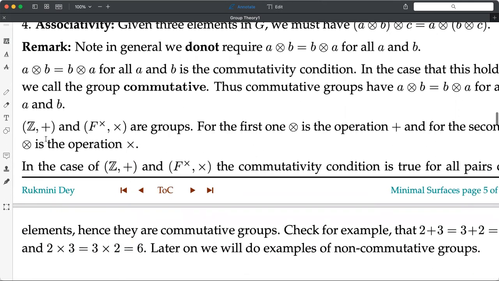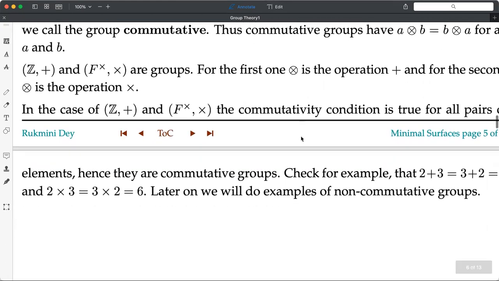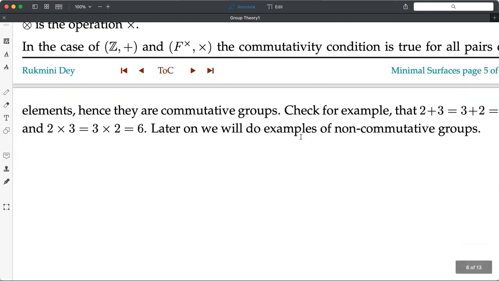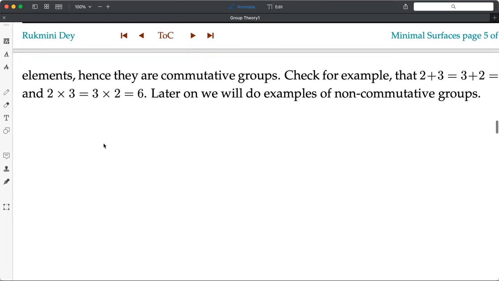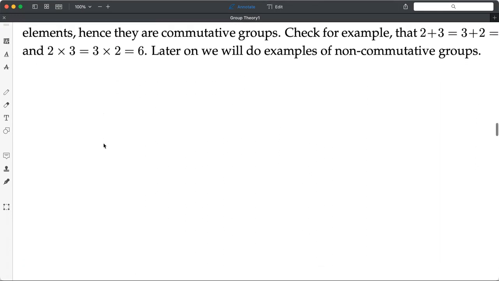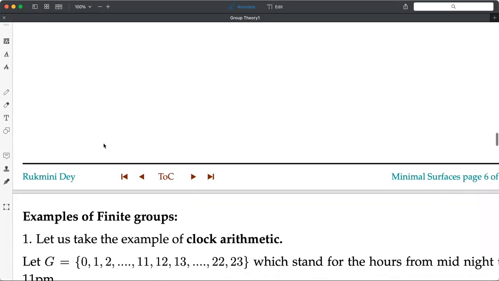Examples? Well, Z, Q, R, and the nonzero rationals are groups and they are commutative groups. The first one has operation circle as the operation plus. For the second one, the operation circle is multiplication. And as I said, they are commutative because 2 plus 3 is 3 plus 2. Similarly, 2 times 3 is 3 times 2. So later on we will do examples of non-commutative groups. But as far as this lecture is concerned, all groups are commutative.